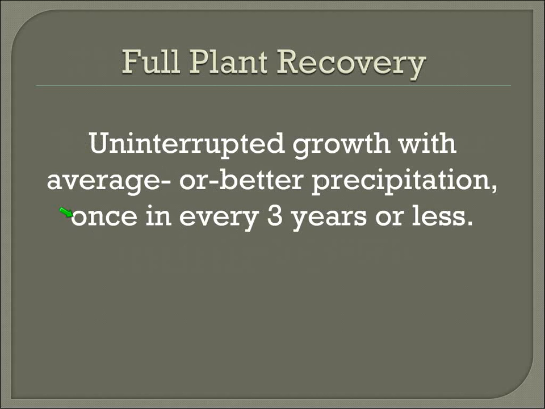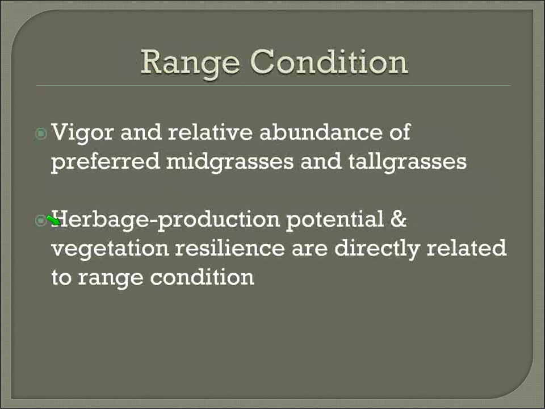Full plant recovery, that is the highest level of plant recovery that we see in our work area, occurs after uninterrupted growth with average or better precipitation once in every 3 years or less. It's under these conditions where we see the very highest level of vigor and productivity of our preferred plant species. Those are preferred midgrasses and tall grasses.